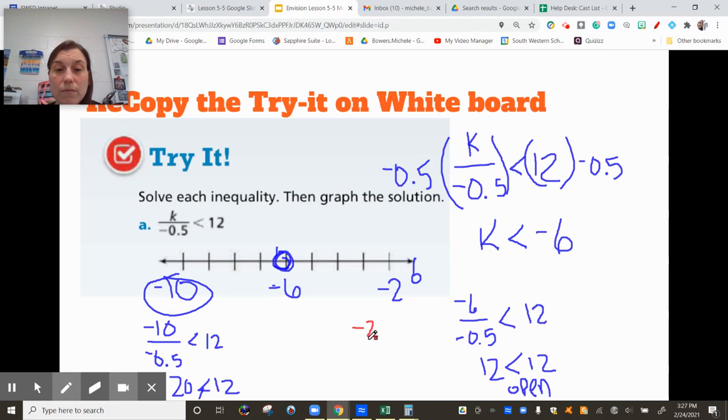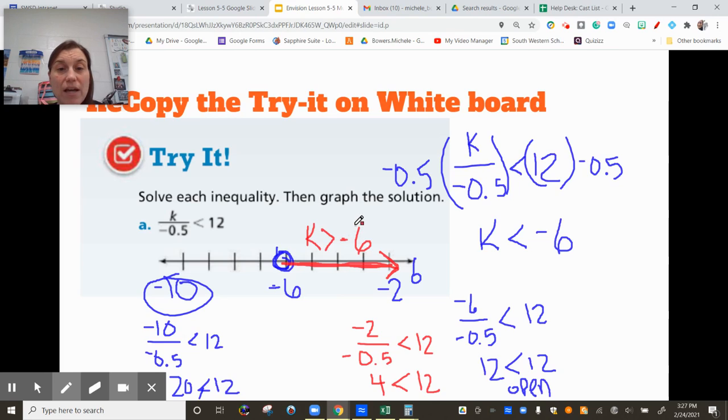So negative 2 divided by negative 0.5. Well, a negative divided by a negative is a positive, and 2 divided by 0.5 is 4. Is 4 less than 12? Why, yes, it is. So that means my solution is going this way. Here are the things where my solution is on this side. Well, these things here aren't less than negative 6. These things on the right are greater than negative 6. All these numbers are greater than negative 6. So my solution is really k is greater than negative 6.